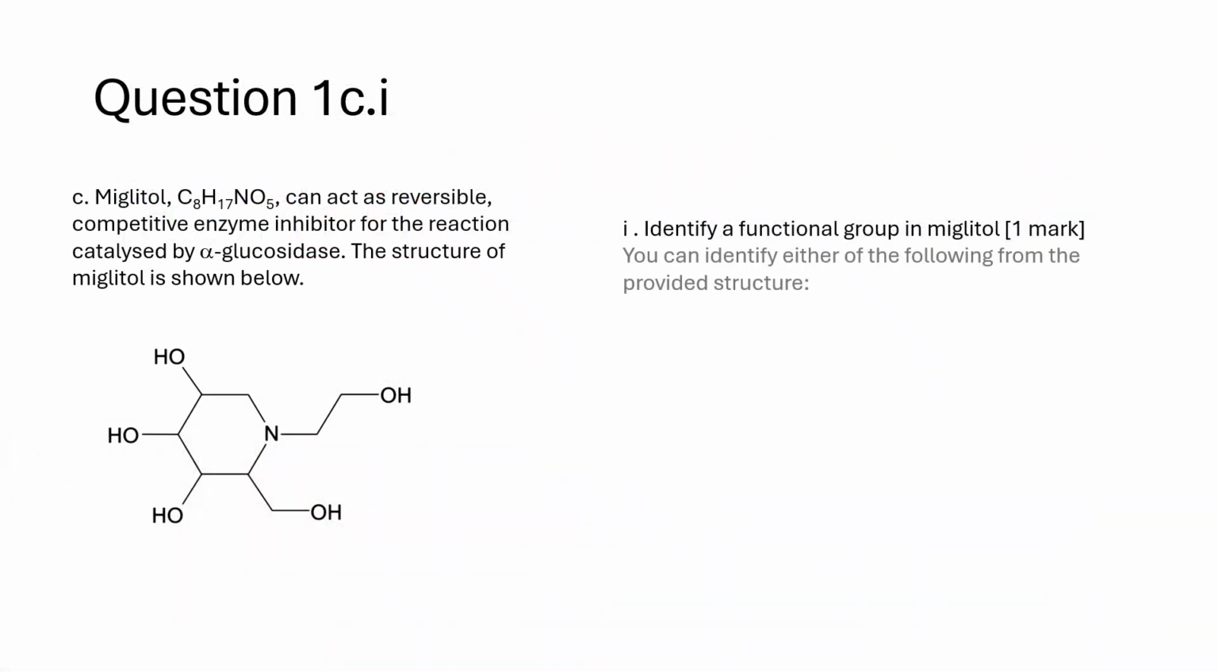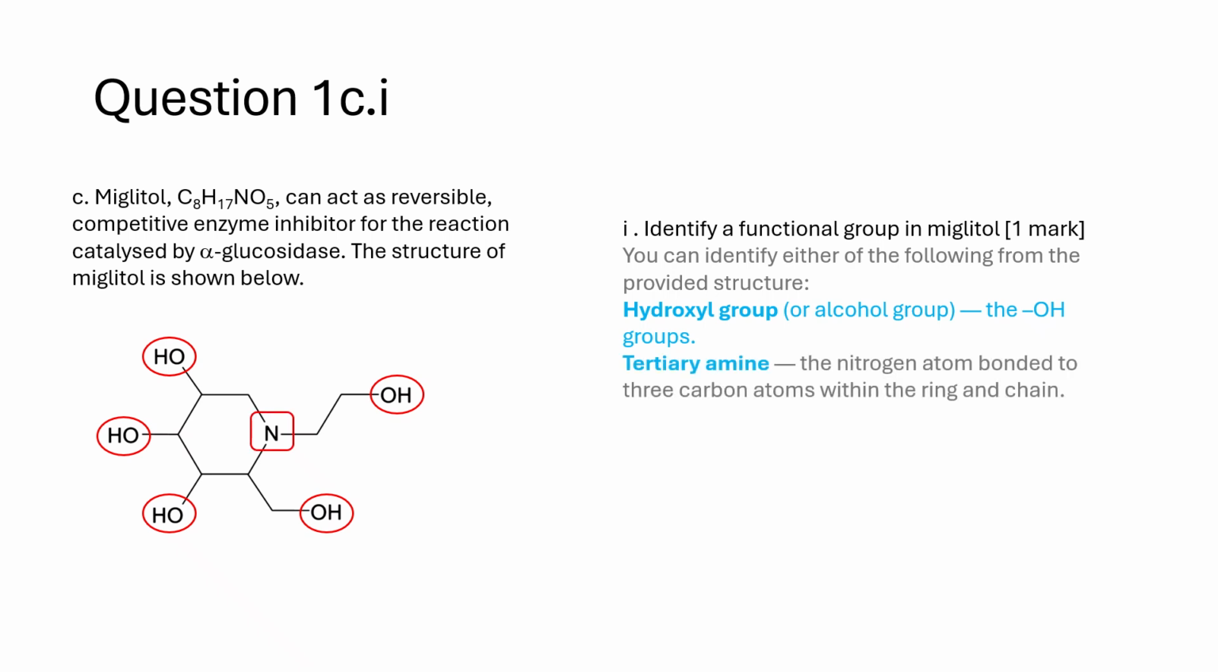You can identify either of the following from the provided structure: hydroxyl group or alcohol group, the OH groups. Tertiary amine, the nitrogen atom bonded to 3 carbon atoms within the ring and chain.